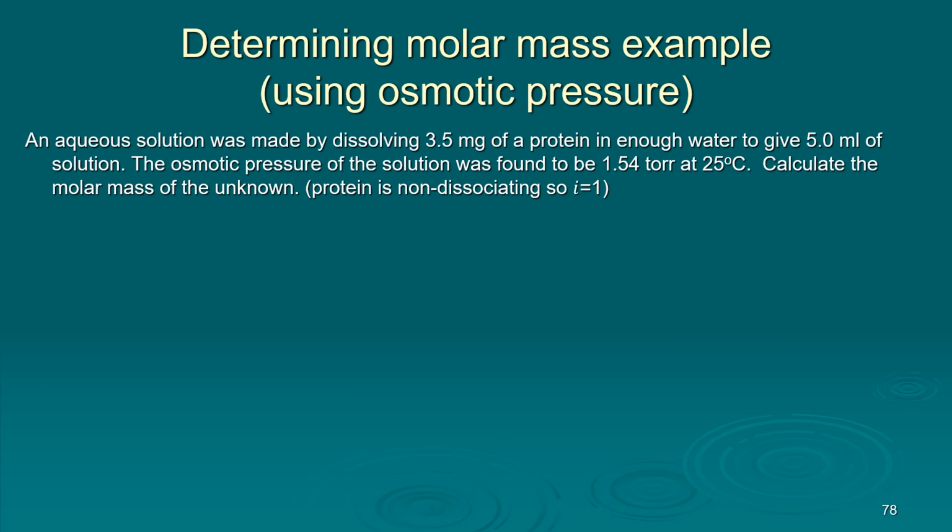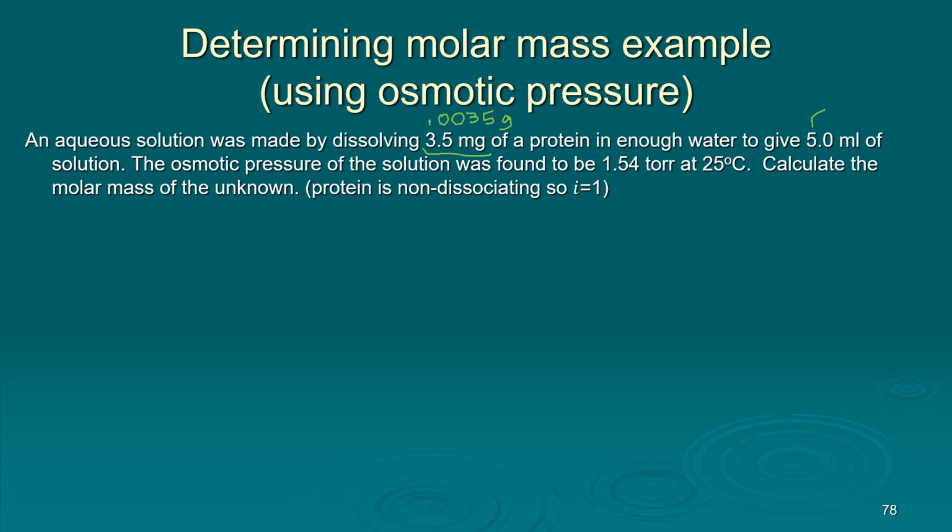All right, so using osmotic pressure. An aqueous solution was made by dissolving 3.5 milligrams. So remember that's 0.0035 grams, just for your information. Divide by 1,000. 0.0035 grams, 3.5 milligrams of a protein in enough water to give us 5 milliliters of solution. So that's the volume. 5 milliliters of solution is water.